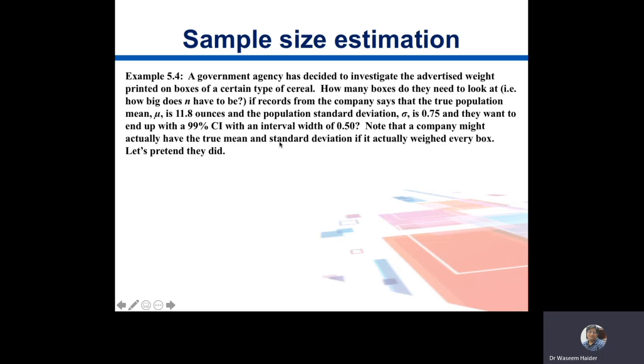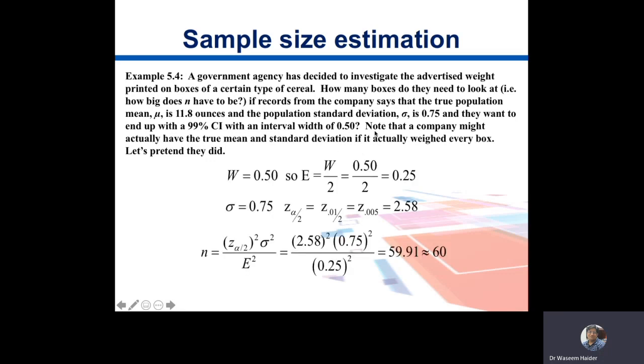The company might actually have the true mean and standard deviation if they have weighed every box. So let's pretend they did it. So we have the population weight as well as the standard deviation. We know that the width of the confidence interval in this example was given to us, that was 0.50. So E is equal to W by 2, 0.50 by 2, which is 0.25. Sigma over here is 0.75, which we are already given, so we don't need to calculate it from the range as we did in the previous example.